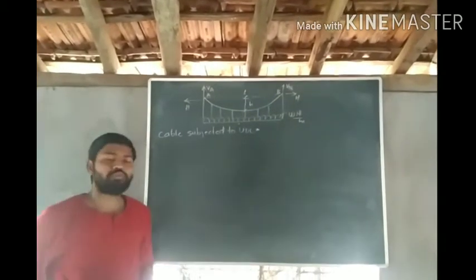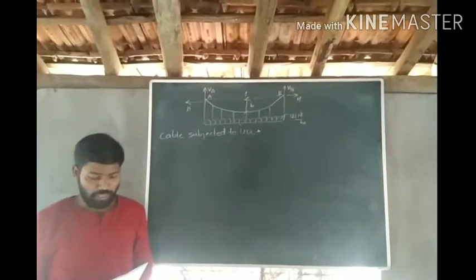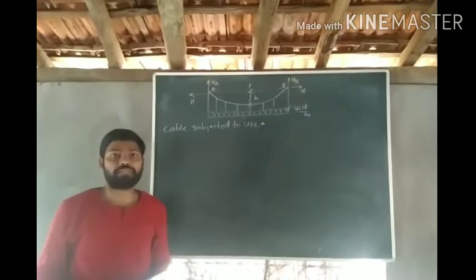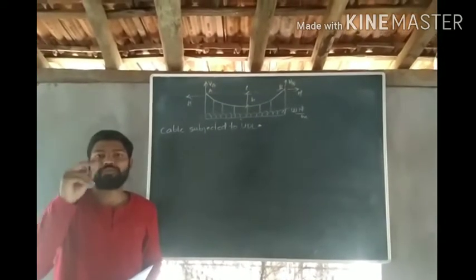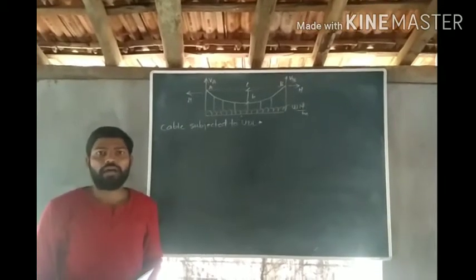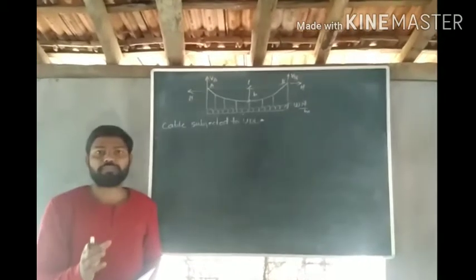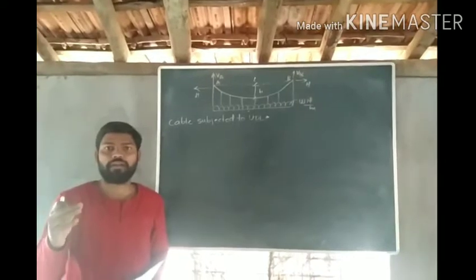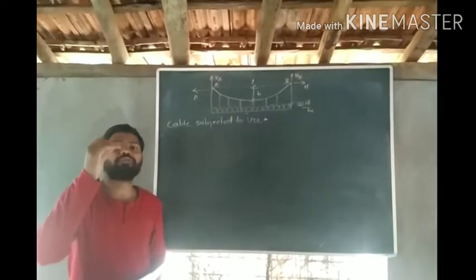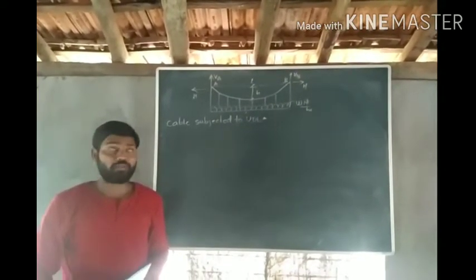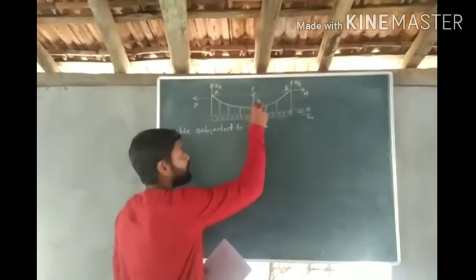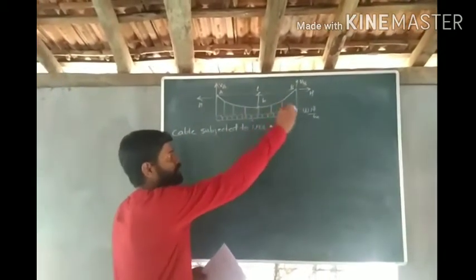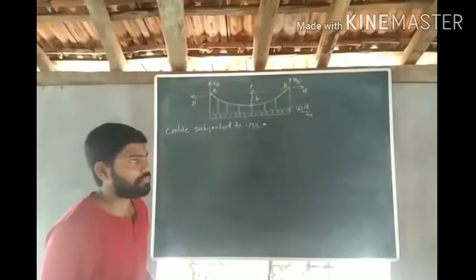Cable subjected to uniformly distributed load. Now in the suspension bridge we have seen that a number of suspenders are attached to the main suspension cable, and load from the suspension bridge is first transferred to the suspender, and then the suspender will transfer it to the main cable. See, this is your main cable, and let us say these are the suspenders. So there are a number of suspenders attached to the suspension cable.